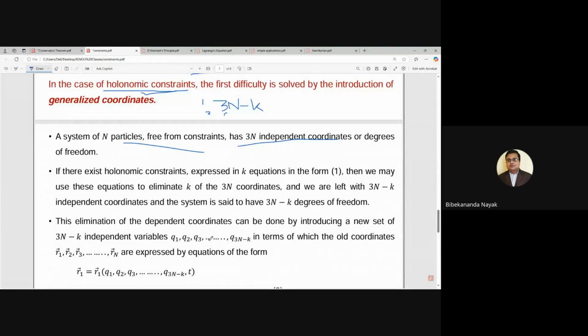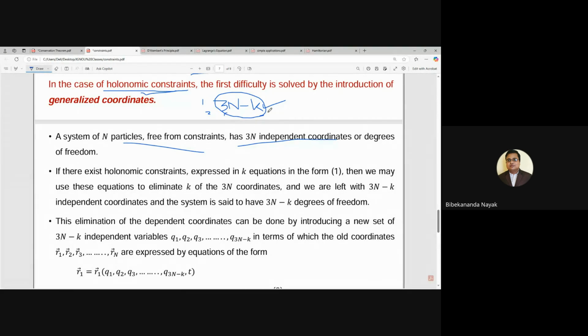This elimination of the dependent coordinates can be done by introducing a new set of 3n minus k independent variables. So if there are k constraints, we need 3n minus k coordinates. How do we get 3n minus k from 3n? It is quite difficult, but there is another process. If we can set a new 3n minus k number of coordinates, then we call them generalized coordinates. We can use them for solving our problem. So generalized coordinates are a set of independent coordinates used to describe the complete motion of the system.